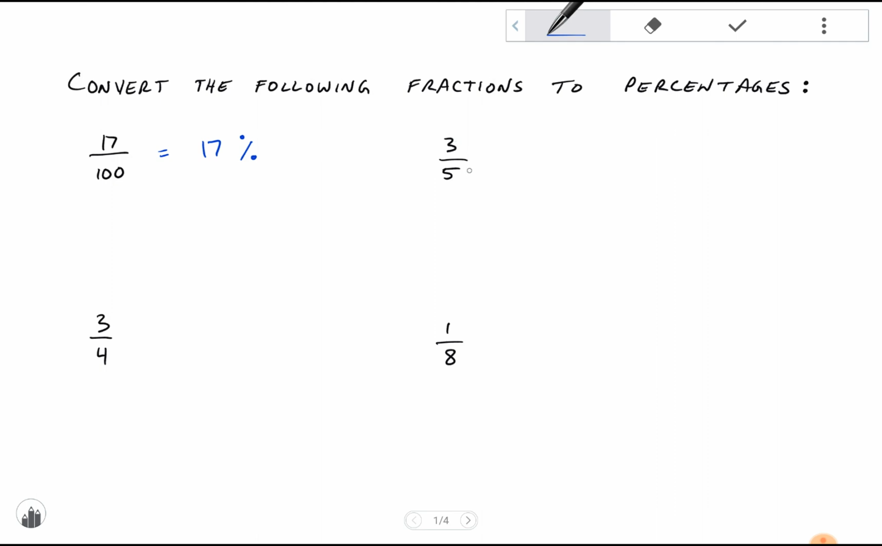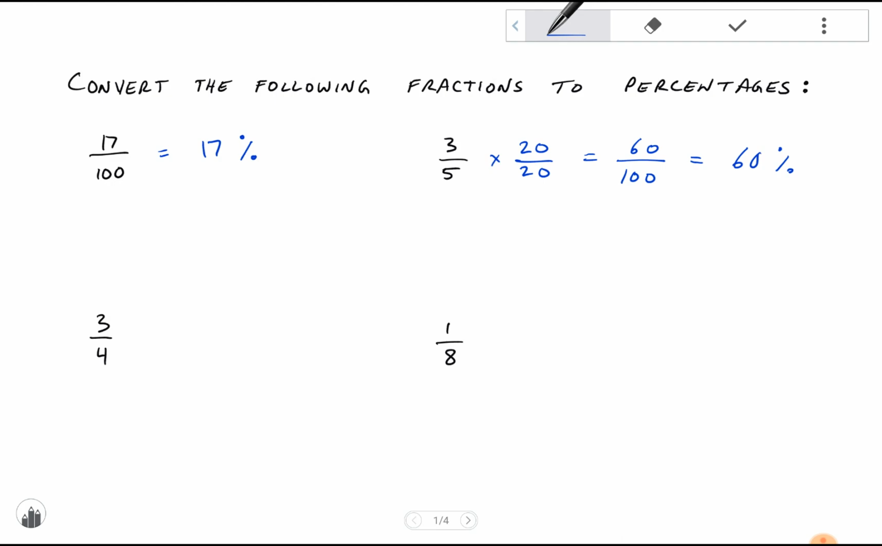If we look at 3 over 5, well, 5 is not 100. So an easy way to convert this fraction to a percentage is if we made the denominator 100. So if we multiply 5 by 20, we would have 100. And here, 3, to maintain 3 over 5, the same fraction, we'll multiply the numerator also by 20. So now you have 3 times 20, which is 60, over 5 times 20, which is 100. So now we have a value out of 100, and this is 60%. Okay, so 3 over 5 represents 60%.